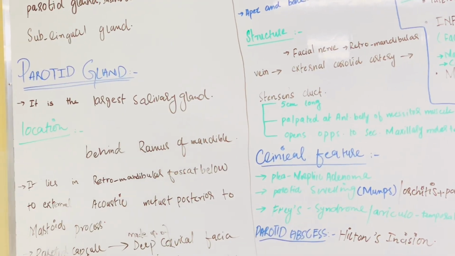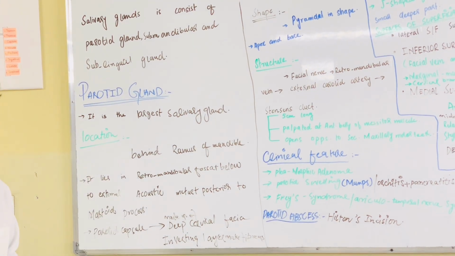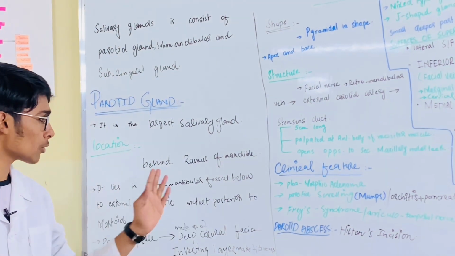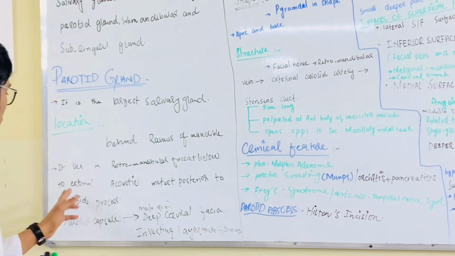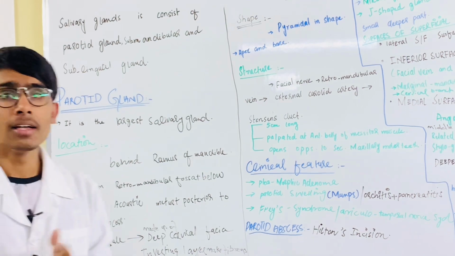It is the largest of all the salivary glands. It is present behind the ramus of the mandible. It lies in the retromandibular fossa, below the external acoustic meatus, and posterior to the mastoid process.